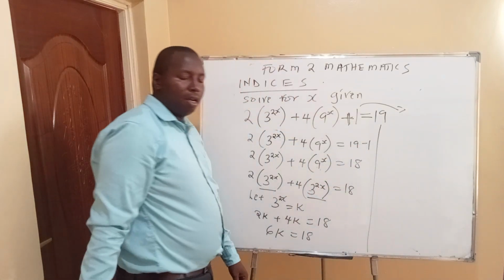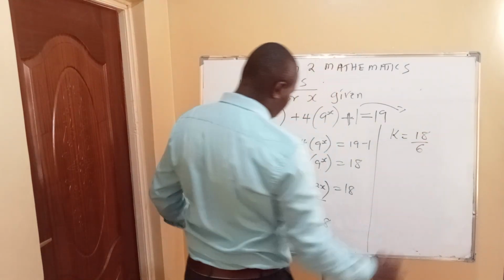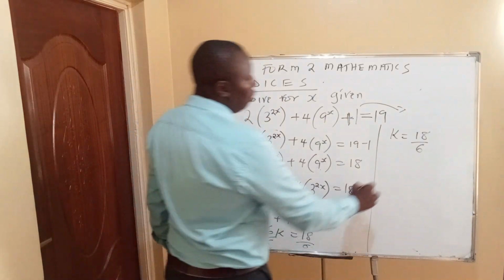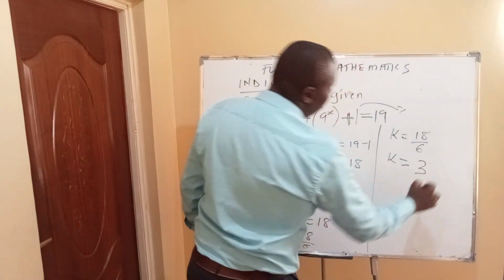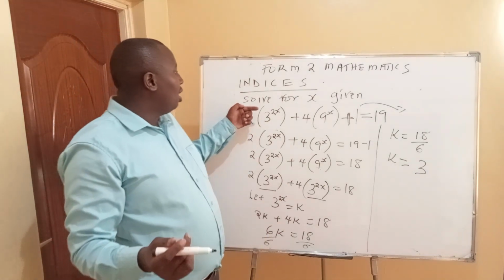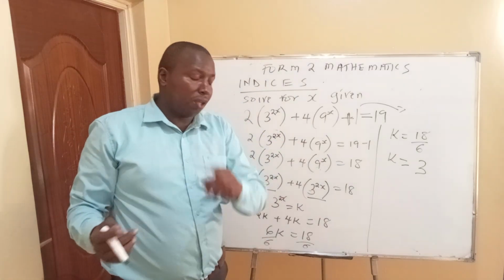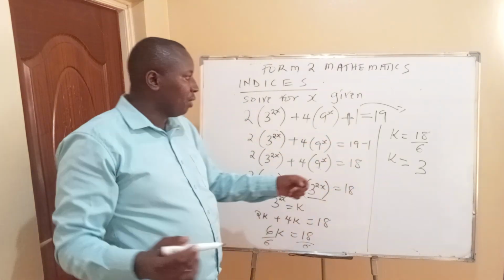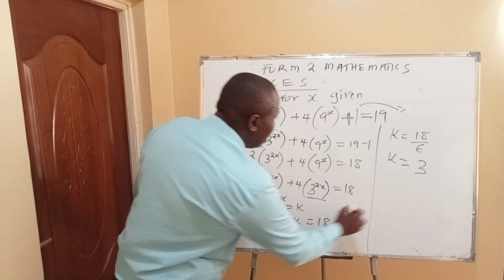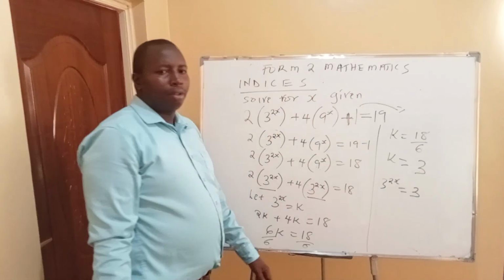So find k. Our value of k in this case would be 18 all over 6, where you divide both sides by 6. So therefore, your k is equal to 3. But remember, the examiner is asking to find the value of x. We are solving for the value of x, not the value of k. So we are yet to finish the question. We said let 3 raised to power 2x be k. So therefore, 3 raised to power 2x is equal to k, and k is equal to 3.